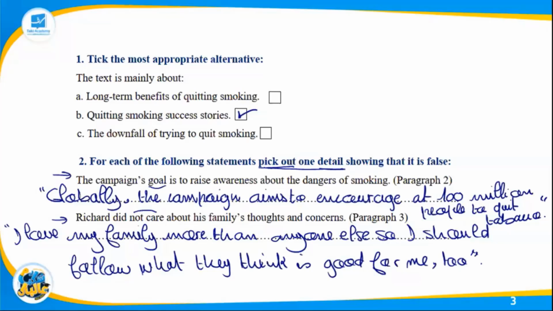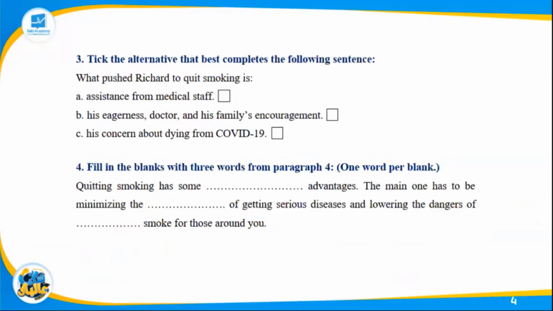All right. Très très bien. B. Take the alternative that best completes the following sentence. What pushed Richard to quit smoking? What did push him? Is it assistance from medical staff? Is it his eagerness, doctor and his family's encouragement? Or his concern about dying from COVID-19?